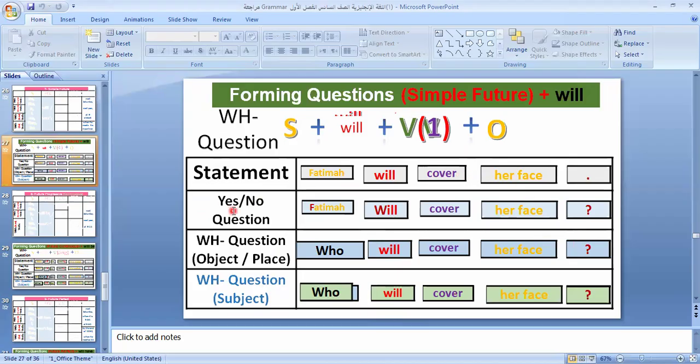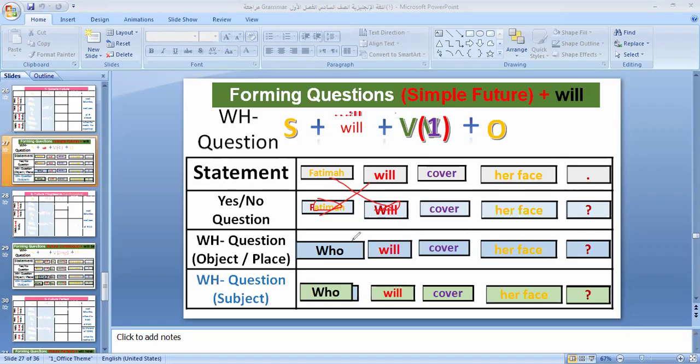So when I do it in the yes no question, what can I do? I replace the verb instead of the subject. Will Fatima cover her face? So here I make a replacement. I replace the will instead of Fatima, and I put Fatima in another place. Here we make a scissor or replacement, or as your teachers explained in your classroom, we can say scissor, replacement, or inverse. All of these mean that I replace the verb instead of the subject. Here it will be: Will Fatima cover her face? So let's go to another one.